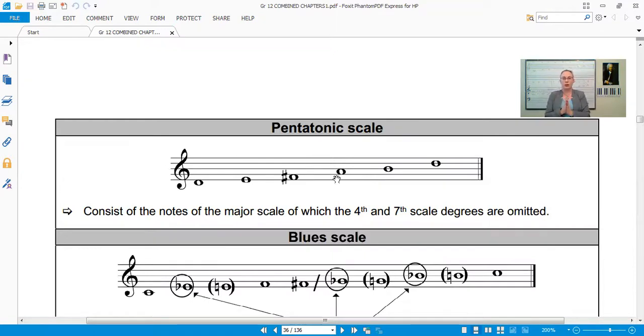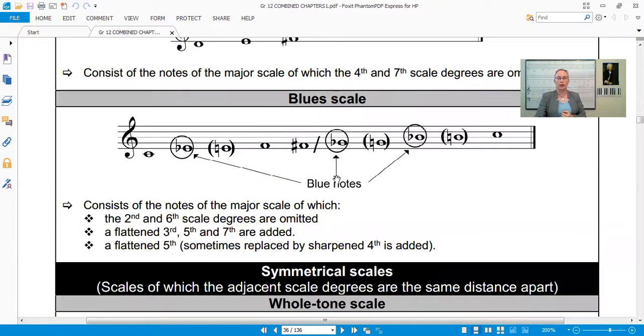You can make your learners aware of the fact that you can omit any 2 scale degrees, except of course your tonic. Then when it gets to the blues scale, the easiest way to teach the blues scale, and again, there are various forms of the blues scale, this is just the traditional blues scale. So you write the notes of your major, but when you do so, you omit the 2nd and the 6th scale degree. Then you add a flattened 3rd, 5th, and 7th scale degree.